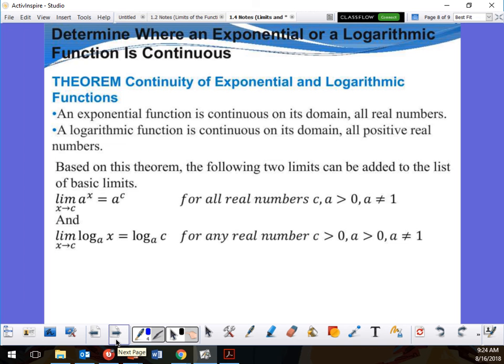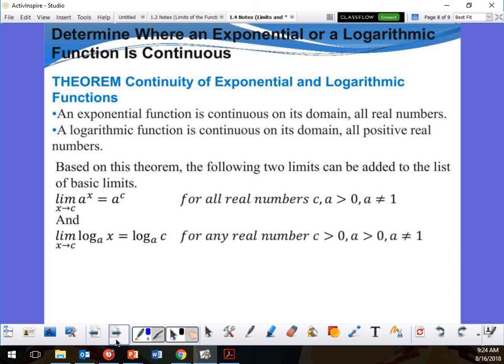Theorem, continuity of exponential and logarithmic functions. An exponential function is continuous on its domain, all real numbers, like x squared, all that. A logarithmic function is continuous on its domain, all positive real numbers.